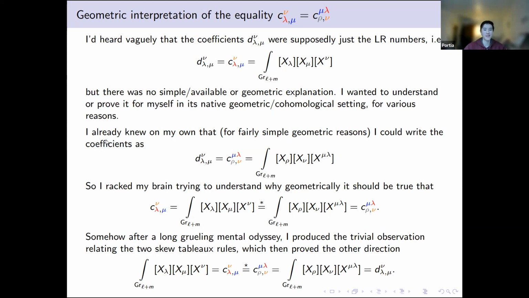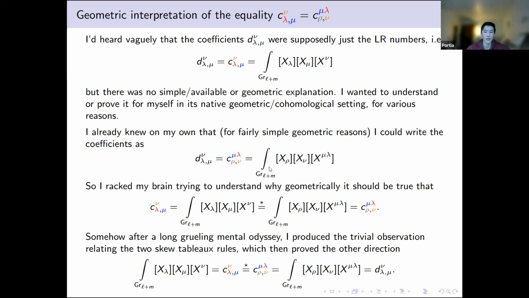One thing I did know was, almost by definition, for pretty simple geometry reasons, you could write this d lambda mu nu thing as this Littlewood-Richardson number, which is on the other side, and it equals this integral, for intersection theory geometry reasons that I won't explain.